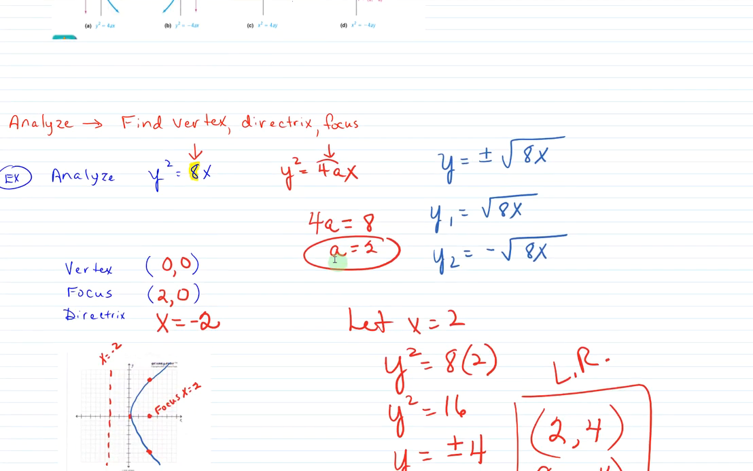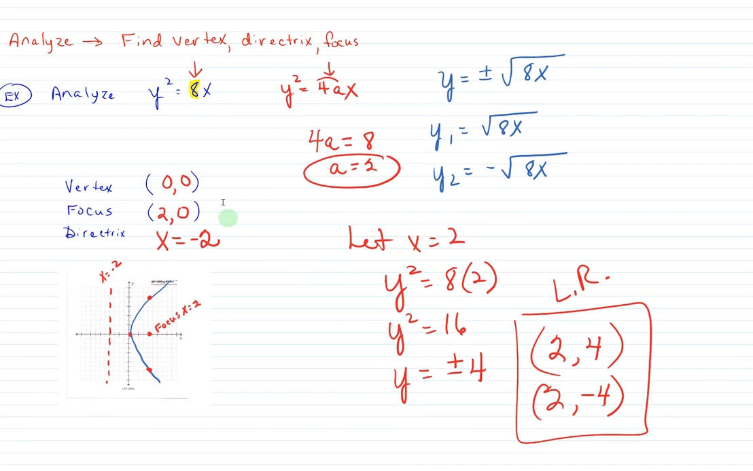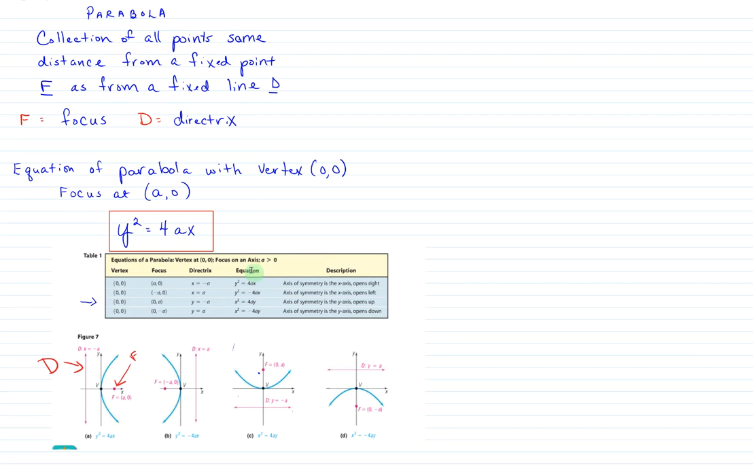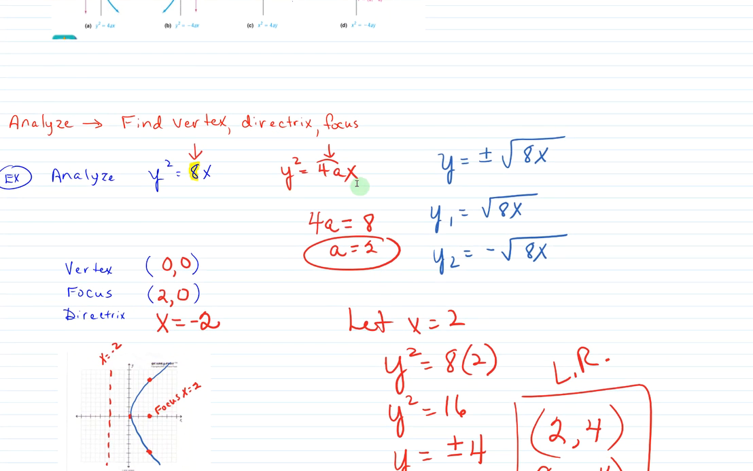So let's look at a couple of examples. Analyze, find the vertex, directrix, and focus if you are given y squared equals 8x. Well, we know this is a positive number. So we go back here. We're on the first line. We don't look at anything else except this first line. So y squared equals 4ax. We know that 4a is the same as 8 because that's what's given. So 4a equals 8. a is 2. That's going to help you fill in.